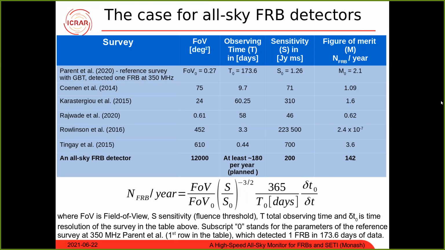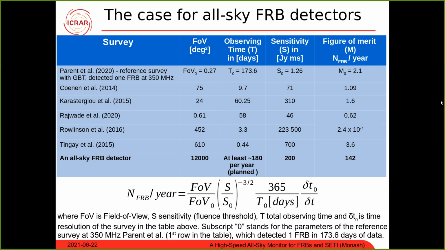So here in this table, which is a bit a busy one, I list some surveys, probably not all of them. In the first line, there is actually this GBT detection of FRB last year at 350 megahertz. So this one was using certain field of view of about 1/4 degree square, observed for nearly half a year with some fluence sensitivity limit of the order of 1.25 Jansky millisecond.